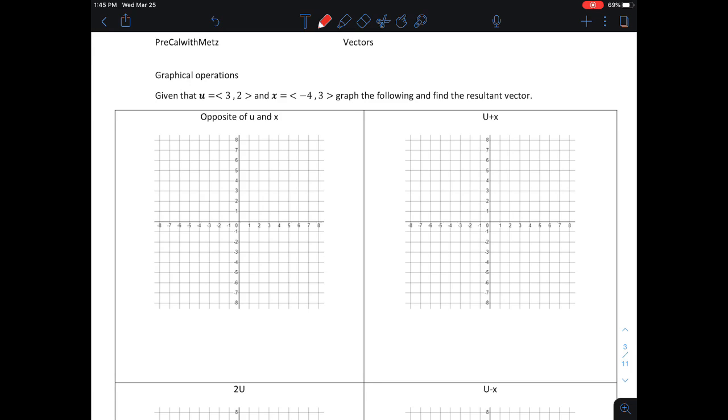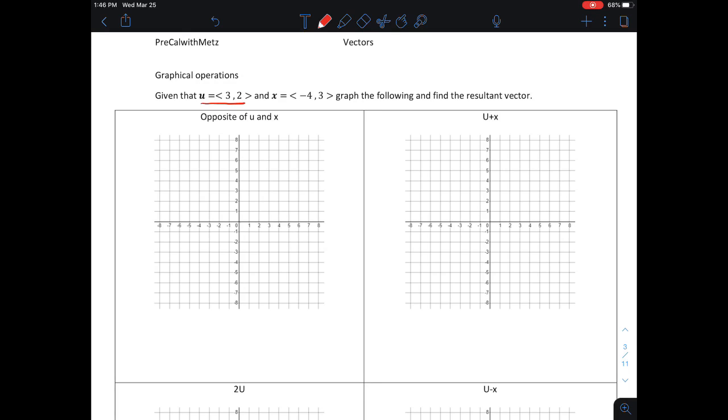When it comes to the applications of vectors to the real world, you're usually dealing with more than one. And we try to find a resultant vector when I have two vectors or even more that are acting upon one another. And in this video, we're going to go through how to do vector operations and finding a resultant vector. We're going to start graphically.